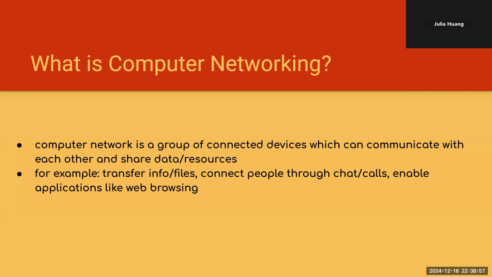So what is computer networking? A computer network is basically a group of connected devices that can communicate with each other and also share data and resources. For example, we can transfer files, we can connect through chat and calls, and also enable apps like web browsing.